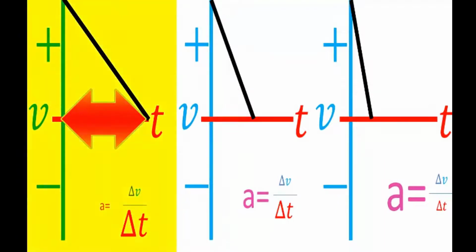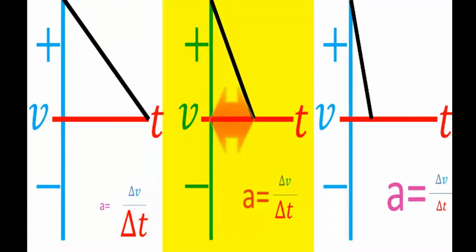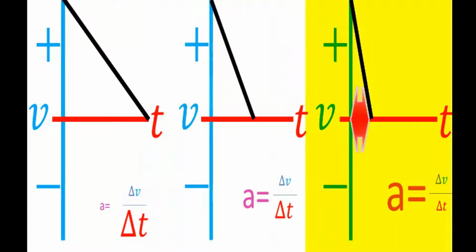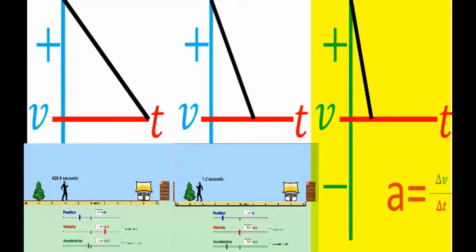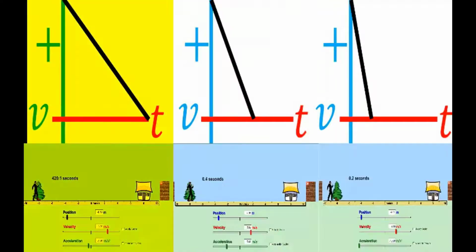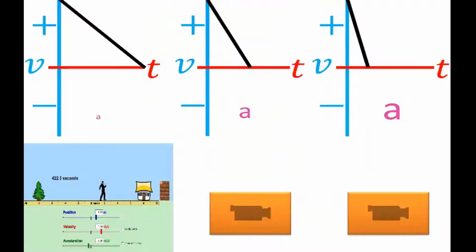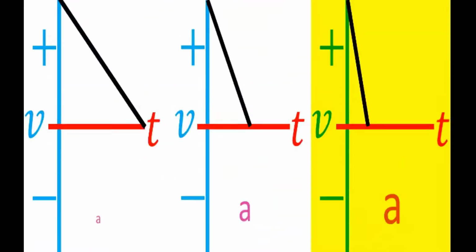Here the velocity is going to take a long time to change from maximum to zero, here shorter, and here it's going to take a very short time for the velocity to change from maximum to zero. Let's watch. High acceleration, medium, low acceleration. In all cases, deceleration. So I could say high deceleration, medium, and low deceleration.